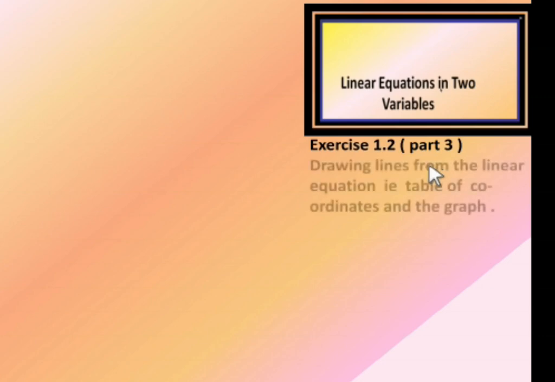Linear equation in two variables. We have already seen two videos of linear equation in two variables, exercise 1.2. This is part 3 of exercise 1.2. What we have learned till now is drawing lines from the linear equation, that is, the table of coordinates and the graph, how to draw the graph of that line.